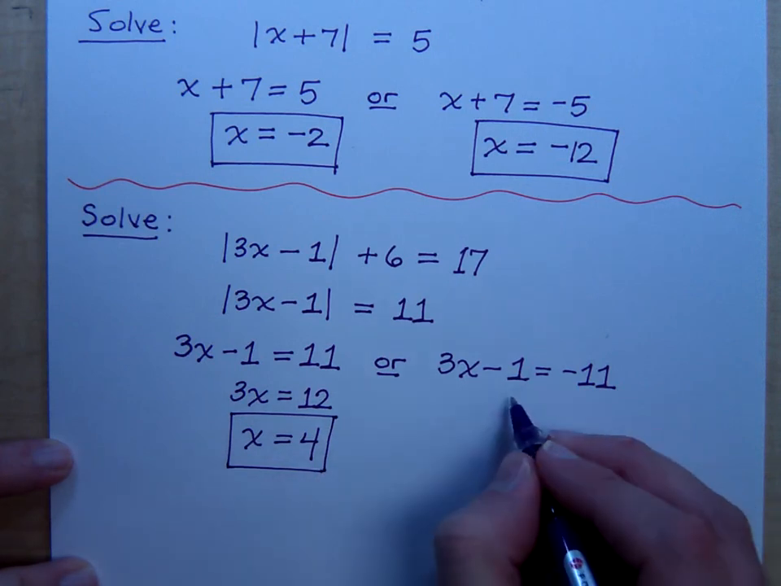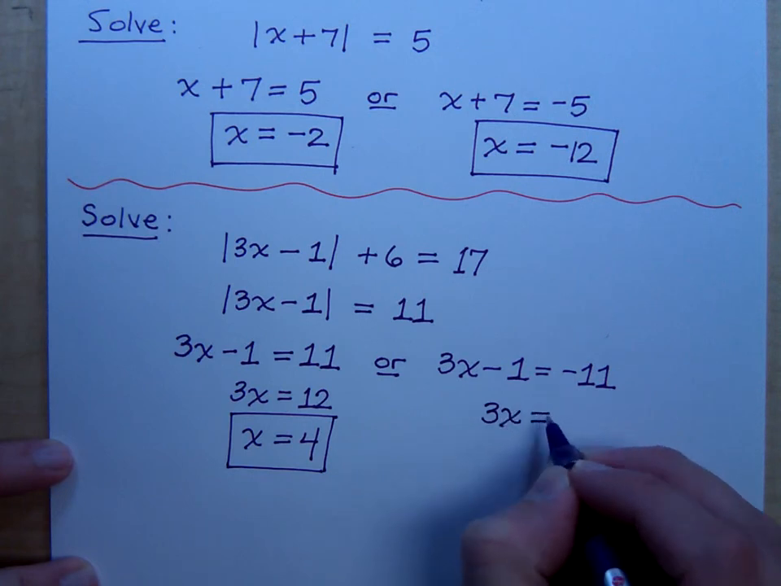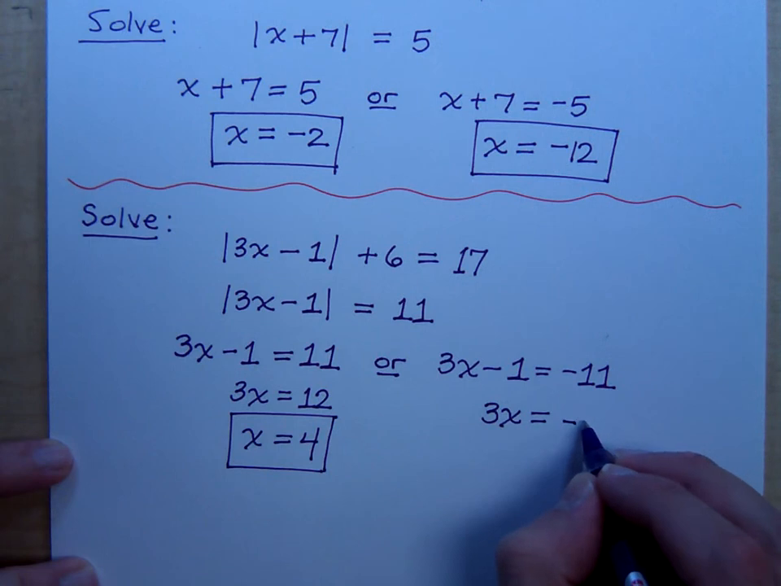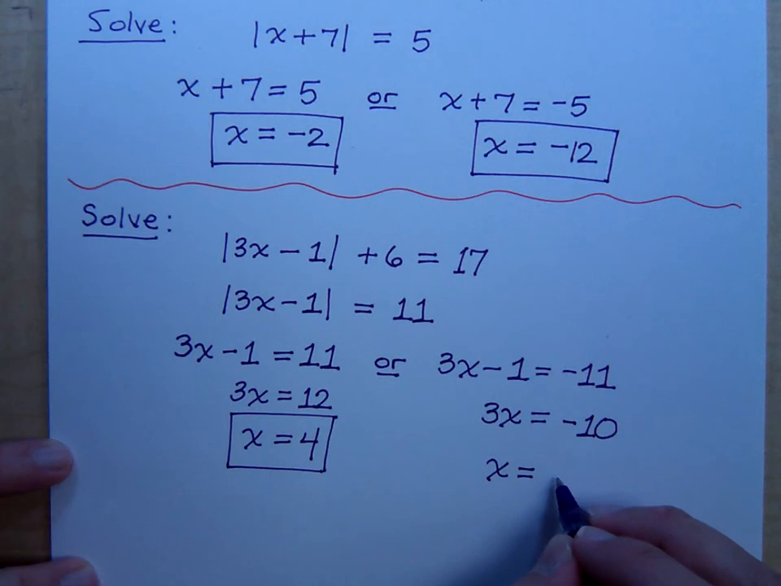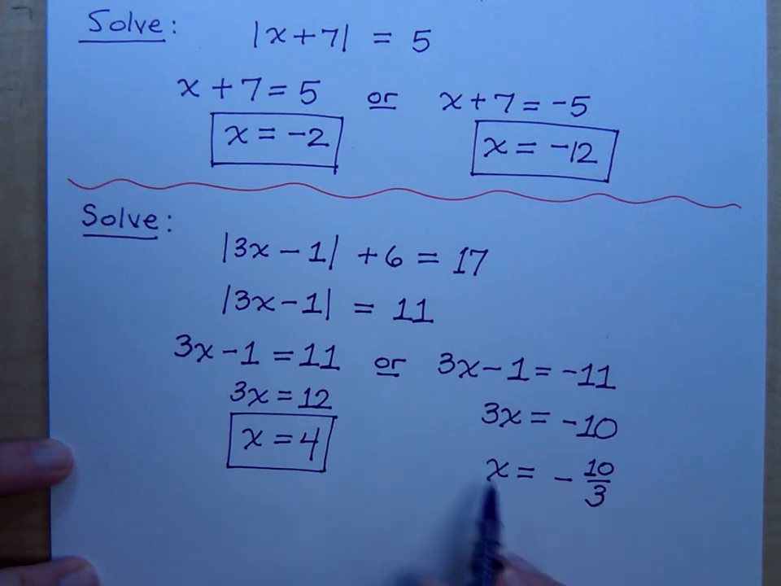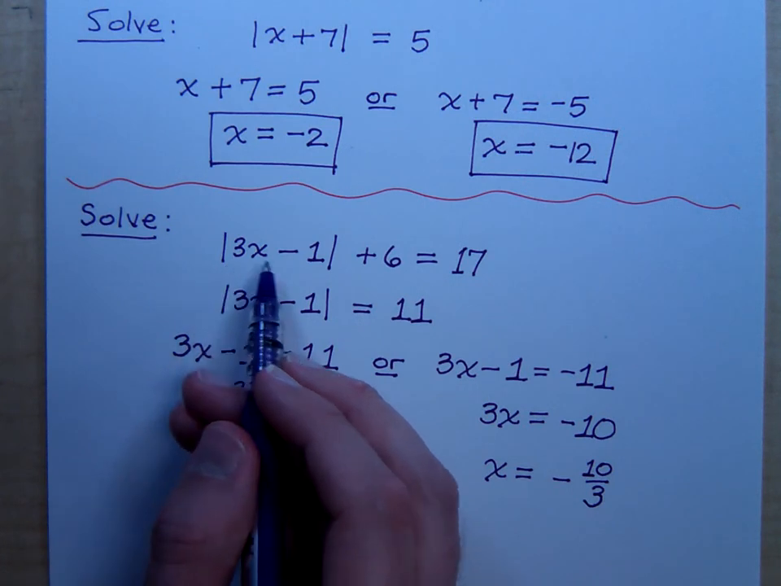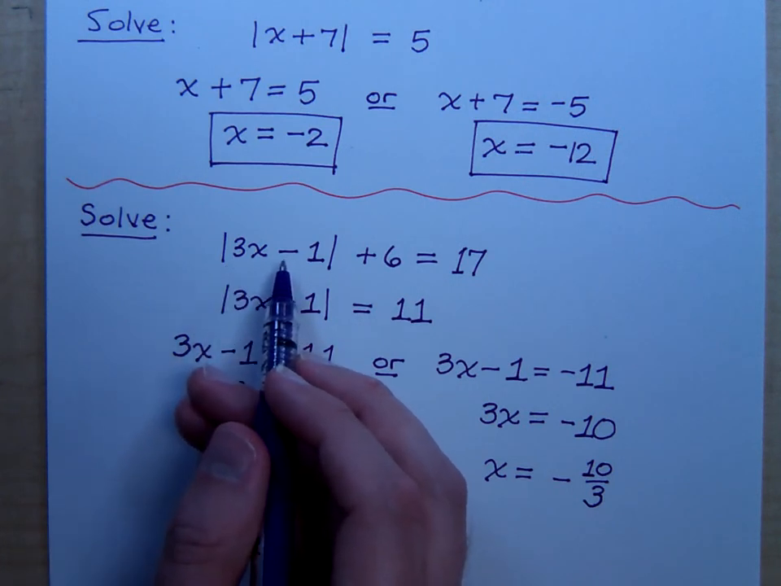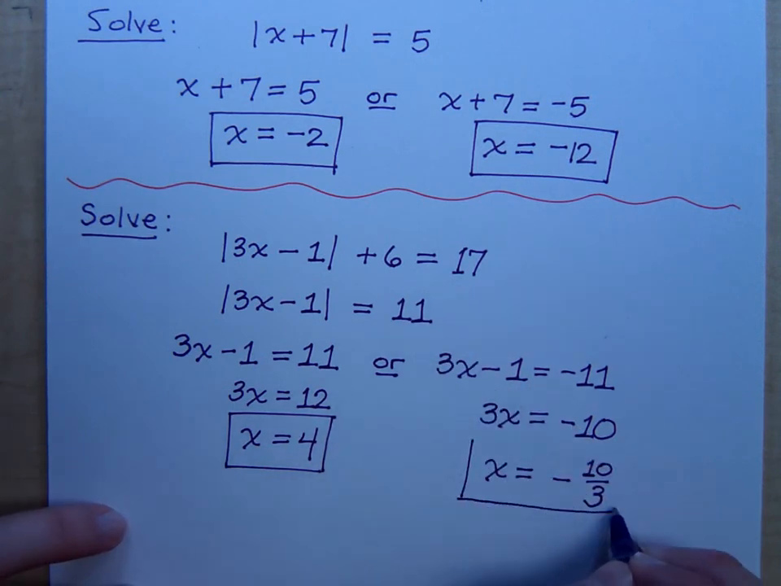What about over here? I get 3x equals what? Negative 10, which means x equals how much? I get negative 10 thirds. And we should be able to plug that in up here. If you plug that in next to the 3, you get negative 10. Negative 10 minus 1 is negative 11. But what's the absolute value of negative 11? Positive 11 plus 6 equals 17. So we can see that these are our 2 answers. Any questions about those?